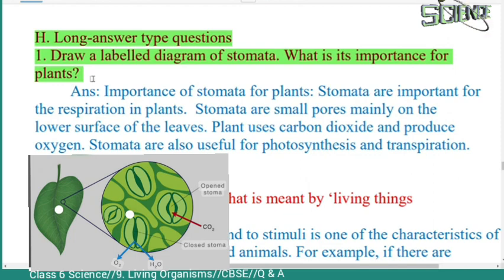Importance of stomata for plants. Stomata are important for the respiration in plants. Stomata are small pores mainly on the lower surface of the leaves. Plant uses carbon dioxide and produce oxygen. Stomata are also useful for photosynthesis and transpiration. So these are the 4 points.